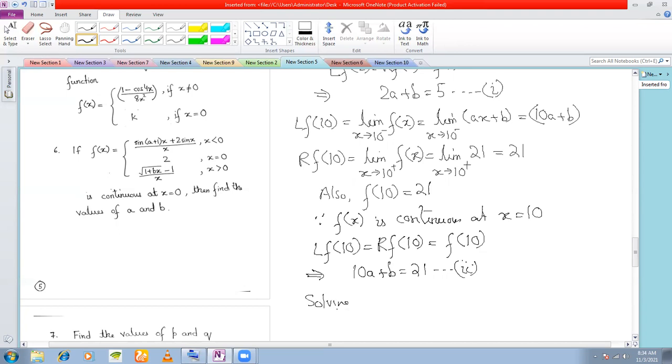Solving 1 and 2, we get a is equal to 2 and b is equal to 1. Okay, so that is one sum on continuity. Let's move on to the next sum.